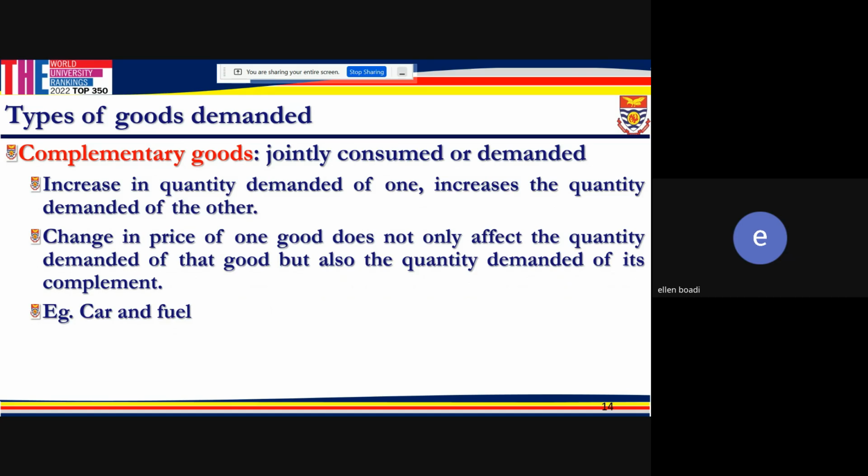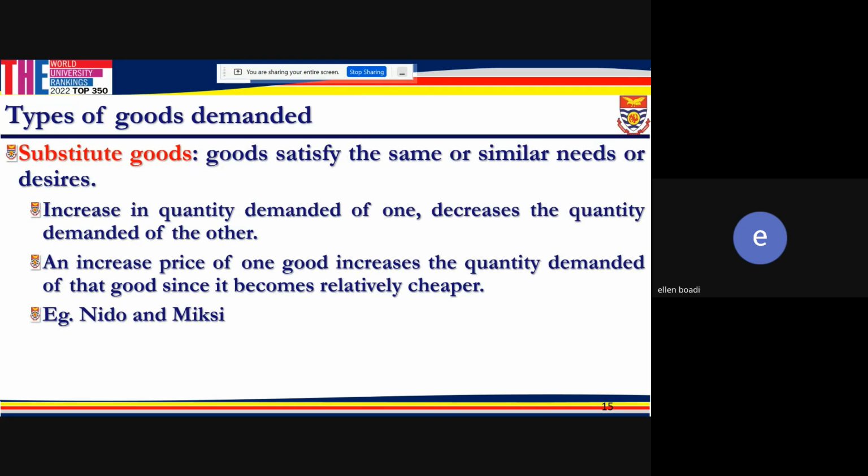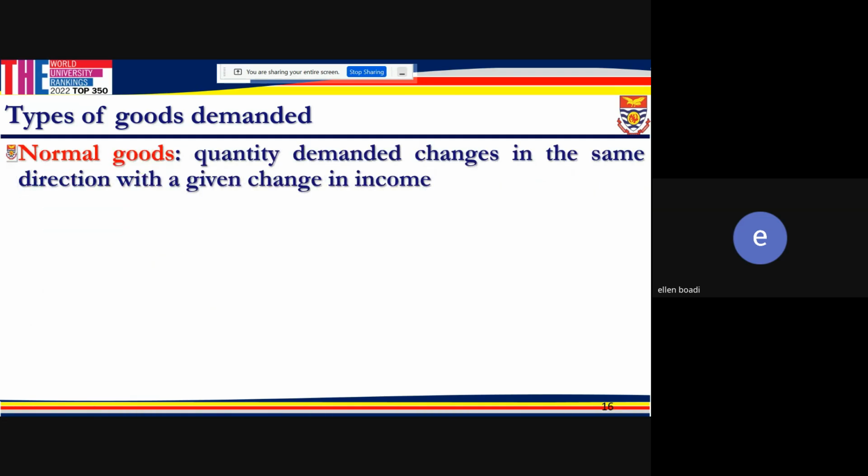Complementary goods, like fuel, you know the way it will affect the quantity. We've explained them. We explained that for substitute goods, when there's an increase in quantity of one, there will be a decrease in quantity of the other. If they are complementary goods, if there's an increase in the quantity demanded of one, there will be an increase in the quantity demanded of the other. We've explained these. Okay.